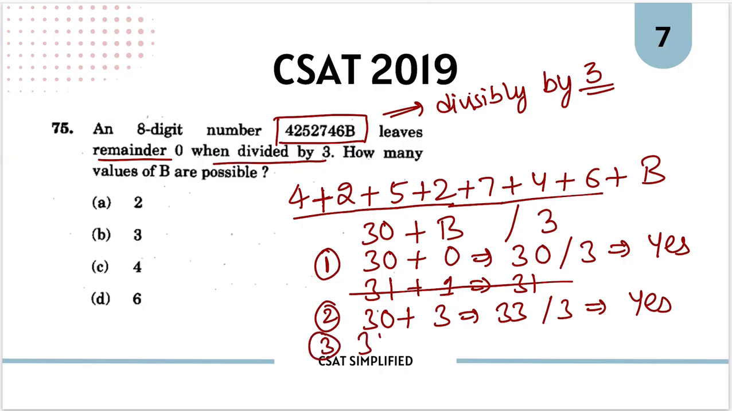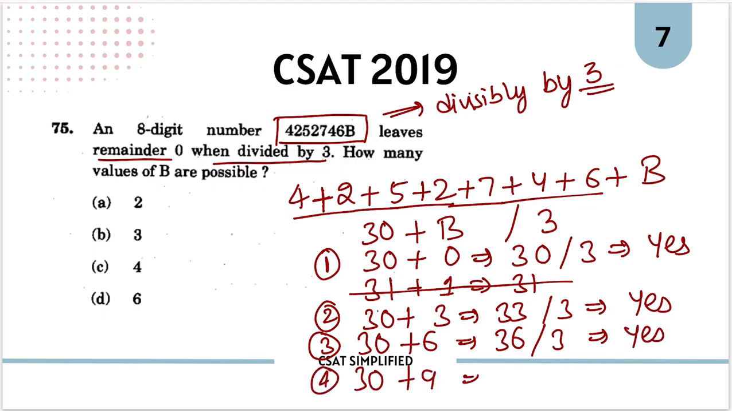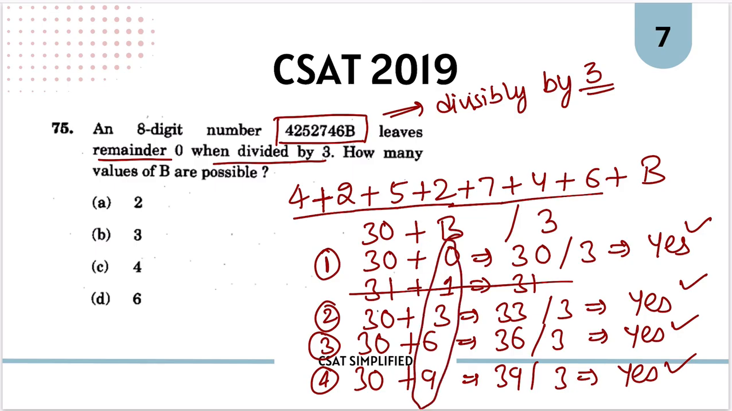The third case will be 30 plus 6, so you will get 36 divided by 3. So you will have another yes. Another one is 30 plus 9, so you will have 39 by 3. So you will have 4 yes. So we have 1, 2, 3 and 4 values of b that are possible, that is 0, 3, 6 and 9. So the answer is 4.